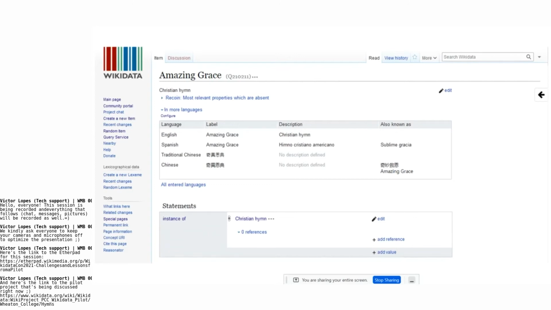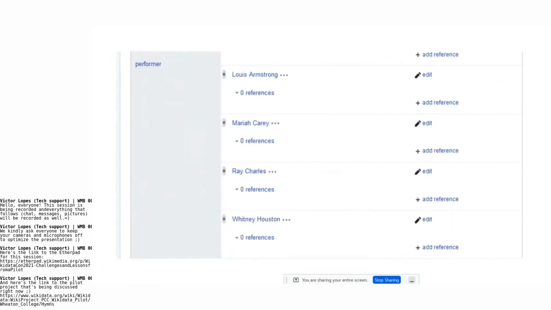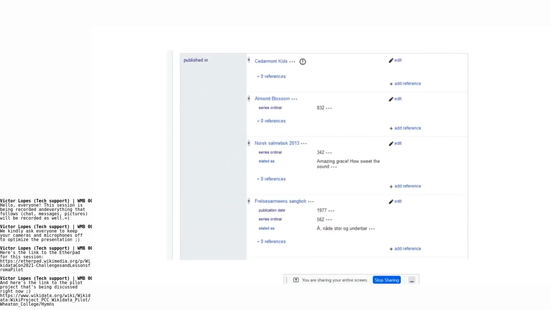I could split up the Wikidata item into two, except somebody has gone to a lot of trouble to link this to other items in a way that only works if this is modeled as a single hymn. They've linked it to various performers, such as Louis Armstrong, an American jazz musician. And they've linked it to various hymnals and songbooks, and I don't want to break that up without considering the ramifications for other people's work.